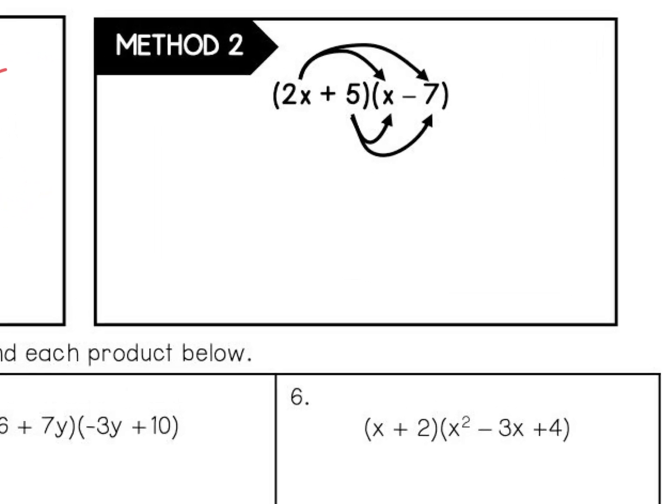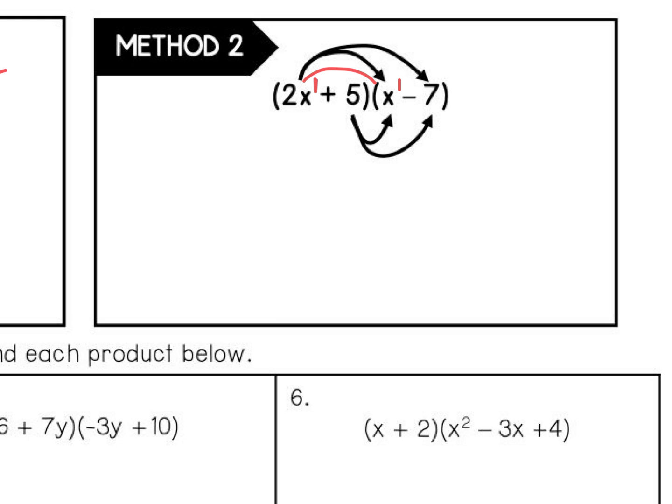This is showing you FOIL again. Okay, I don't like when they already do the arrows because I really feel like you need to draw the arrow and do your multiplying. I'll show you both with the box as well. So just keep in mind, be very careful, especially with those exponents. So 2x times x is 2x squared. And 2x times negative 7 is negative 14.